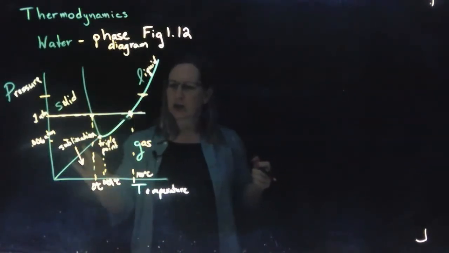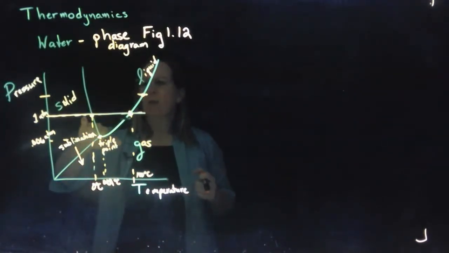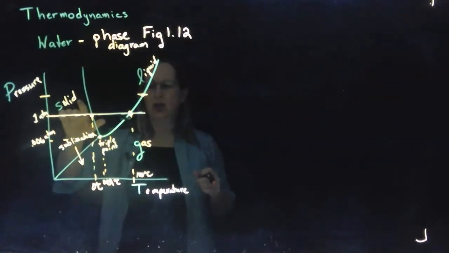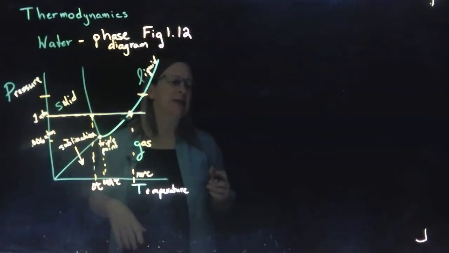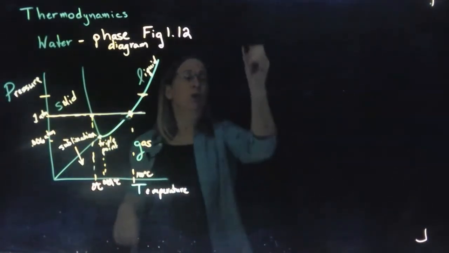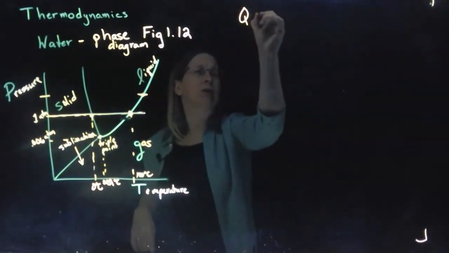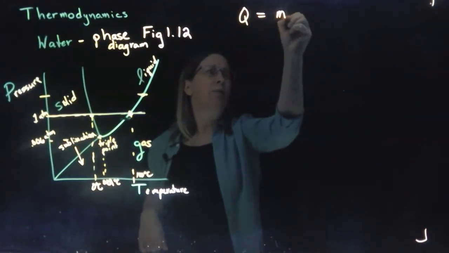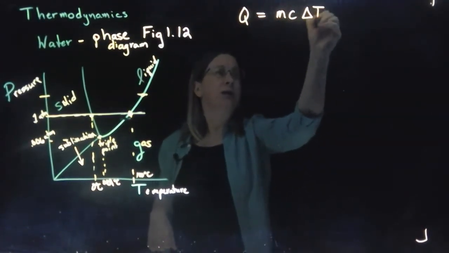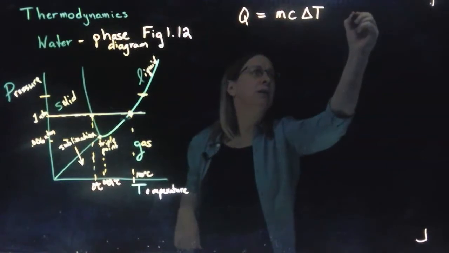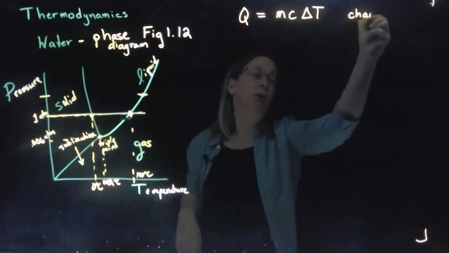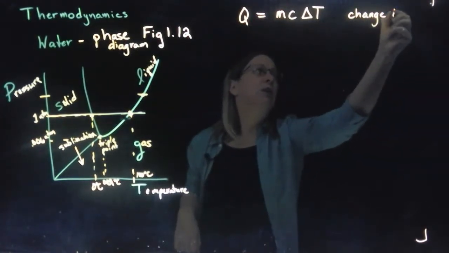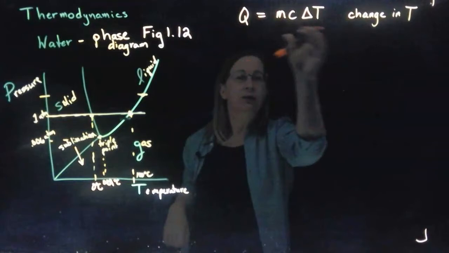So you can learn some interesting things from this, but one thing we know about making this transition from a solid to a liquid and then from a liquid to a gas is that it takes energy. So we know that we can heat things so that it causes a change in temperature. This is a heat that causes a change in temperature, right? That's built into the equation.